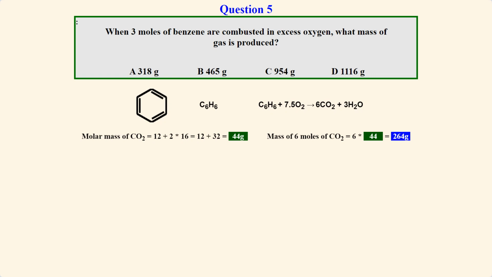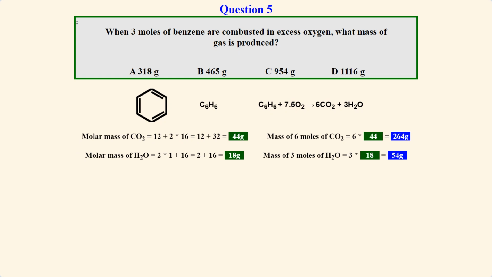Now let's deal with the steam. The molar mass of H2O is going to be 2 times 1, 1 being the atomic mass of hydrogen, plus 16, the atomic mass of oxygen. Adding those together we get 18 grams. But in the equation we see we've got 3 moles of H2O, so we need to multiply the 18 by 3, and that gives us 54 grams.